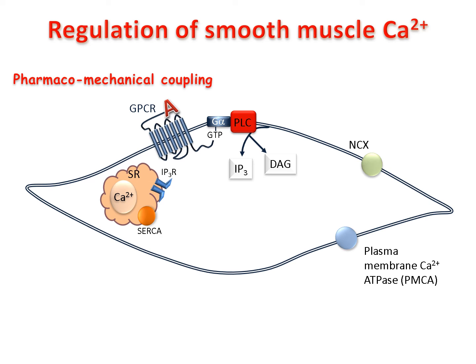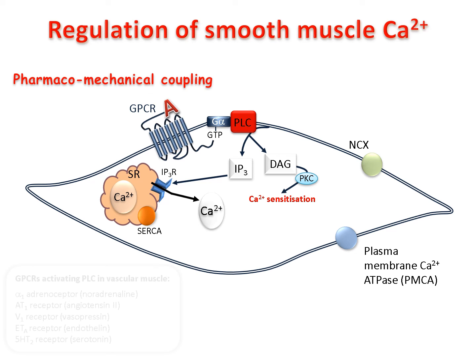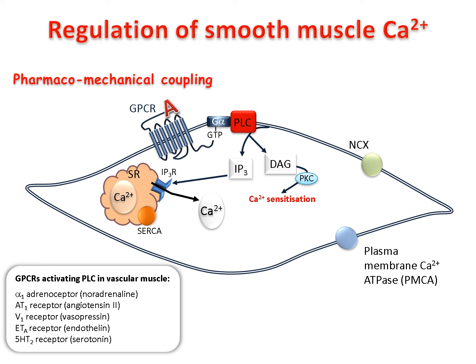IP3 diffuses to the sarcoplasmic reticulum, which acts as an intracellular store of calcium. The IP3 binds to and activates the IP3 receptor, which is a calcium-permeable ion channel in the sarcoplasmic reticulum membrane. Calcium ions flow out of the sarcoplasmic reticulum down their electrochemical gradient to stimulate contraction. The diacylglycerol that is generated alongside IP3 causes calcium sensitization due to inhibition of myosin phosphatase, as illustrated earlier. The two branches of the pathway therefore work together to trigger and sustain contraction. Examples of G protein coupled receptors that mediate contraction in this way include the alpha-1 adrenoceptor, angiotensin, vasopressin, endothelin, and serotonin receptors.